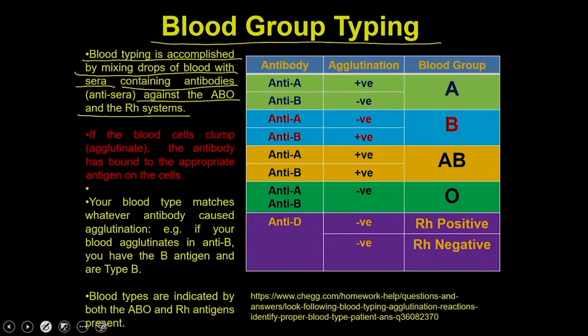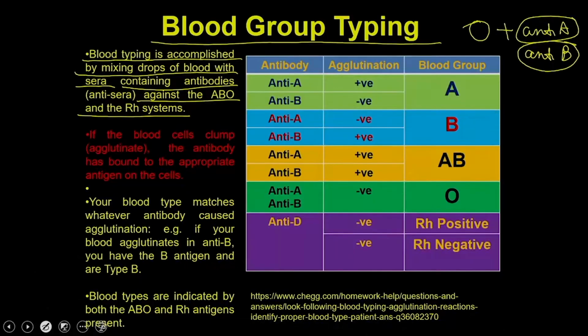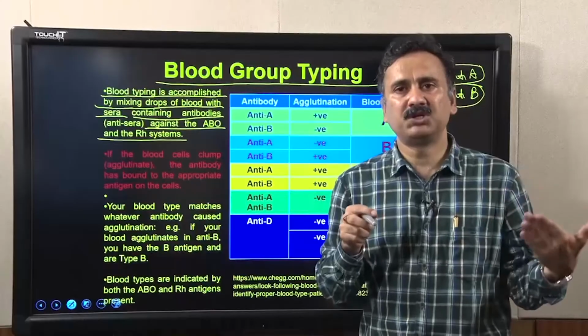In the experiment, you take a drop of blood and mix it with the anti-A or anti-B antibody. Anti-A is an antibody against the antigen A, whereas anti-B is the antibody against the antigen B. So you take the RBCs, add those two sera, mix them on a slide, and then look for the agglutination reactions.